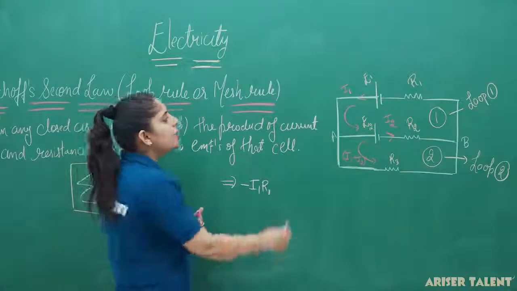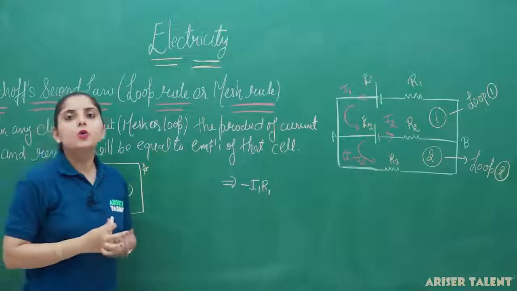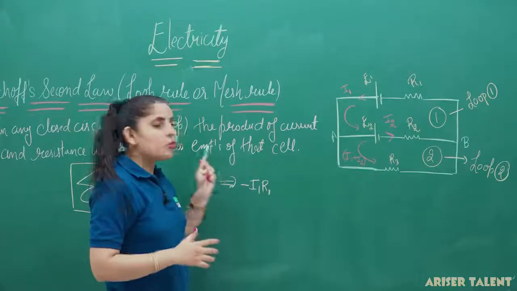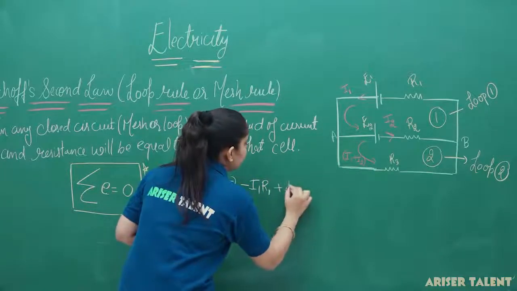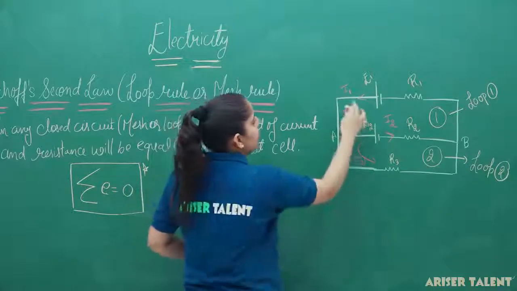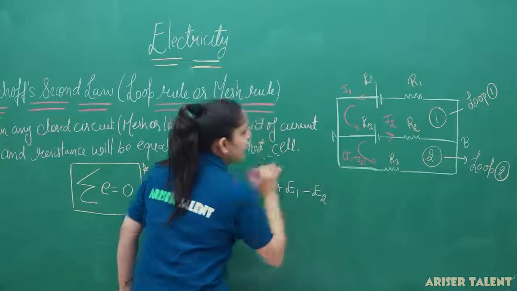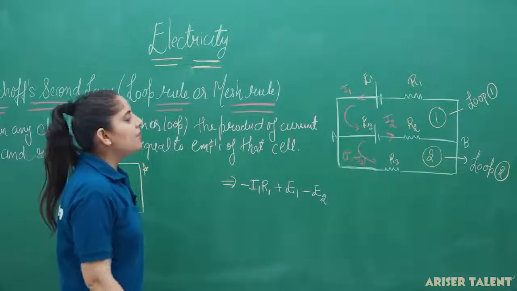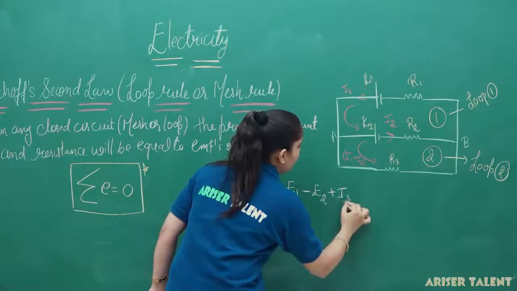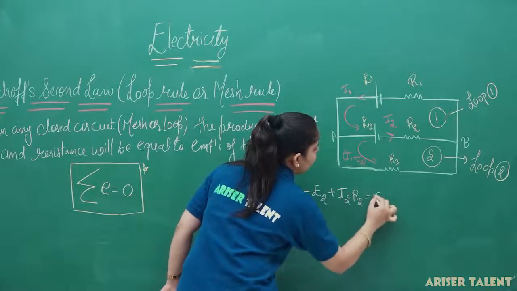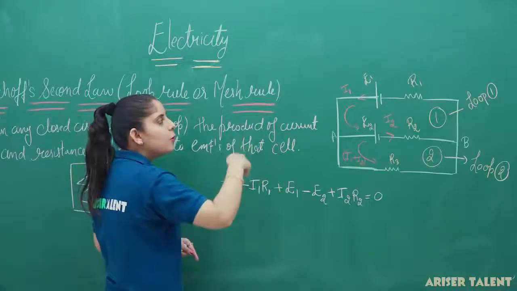And what we are doing here, we are coming in the direction of the current. So, if you are going in the direction of the current, you have to take the sign opposite here. So, I am taking the negative sign here, plus E1, that is the battery here. Now, if I am going from here, what will I get? E2 here. After E2, what is the value of the current here? The value of the current here is I2R2. So, I2R2 equal to 0.